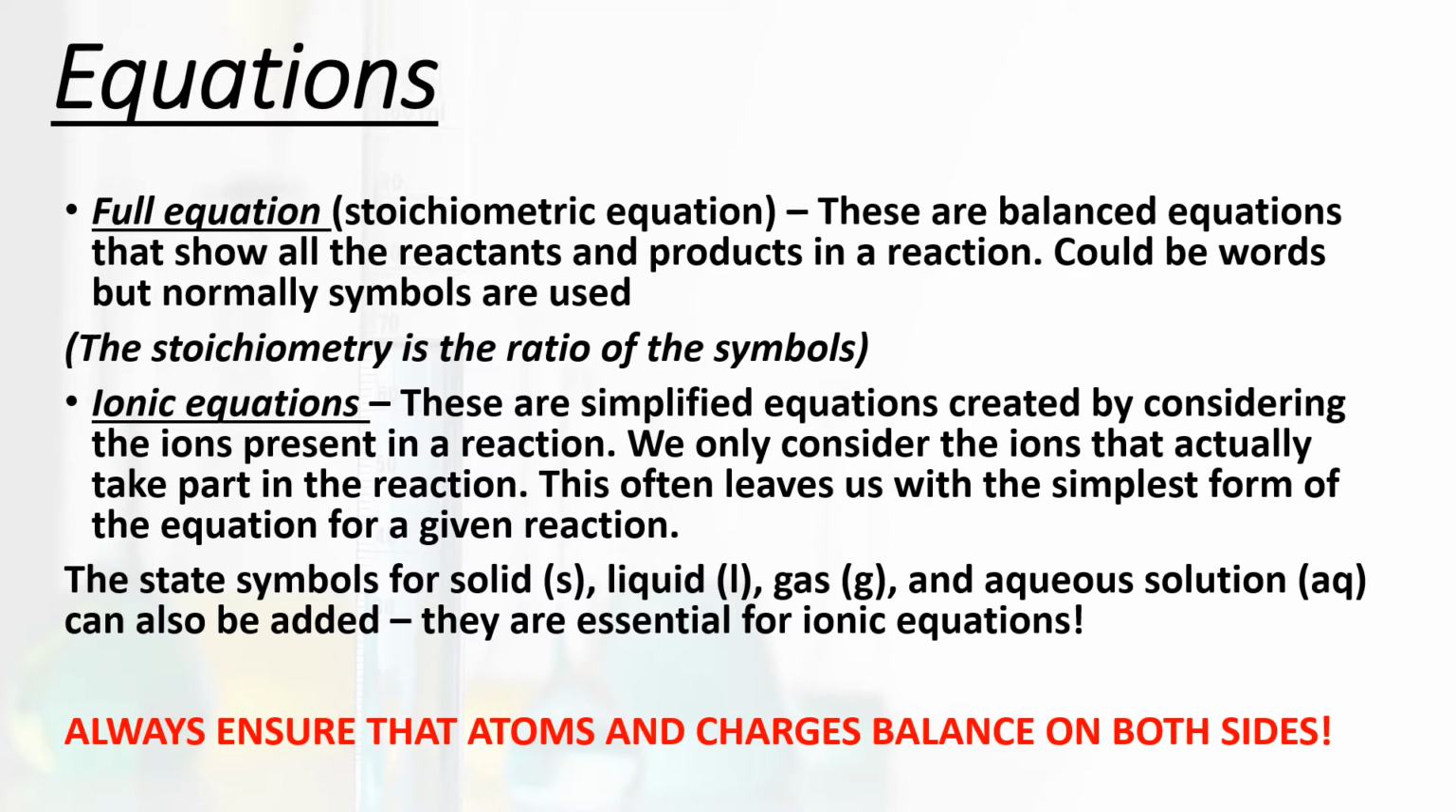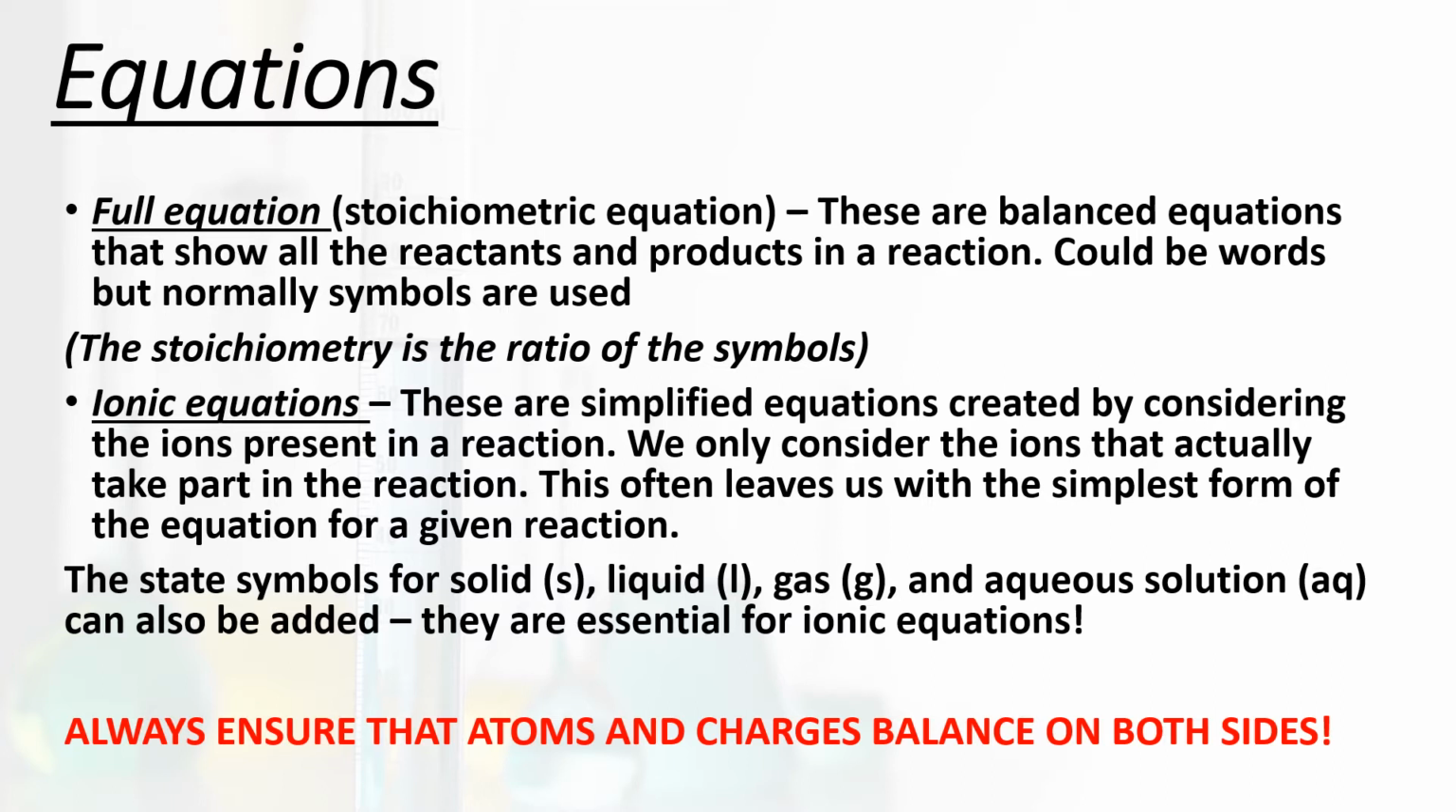Now the kind of equation that you'll be very used to is the full equation, sometimes called the stoichiometric equation. These are balanced equations that show all the reactants and the products in a reaction. We could write them down as words, but they're normally written as the chemical symbols. And when we talk about the stoichiometry, what we mean is the ratio of the symbols. So if we have 2A plus 3B, the stoichiometry of that is 2 to 3. It's the mole ratios, essentially.